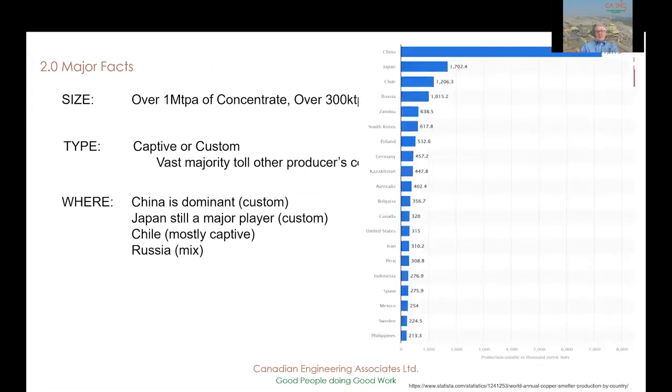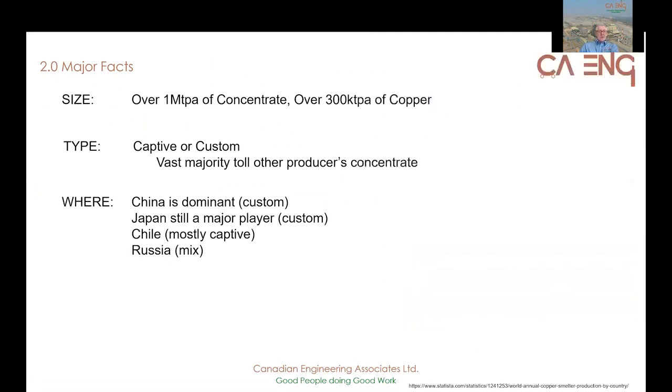So just looking at what I just said, China, as you can see, is completely dominant. About 6 of that 7.3 million tons of copper comes from imported concentrate. Japan's pretty well all imported concentrate as well. And Chile, about 1 million of the 1.2 million is in fact captive by Codelco treating their own concentrate, and Anglo to a small extent. And Russia is along for the ride there with the mix.